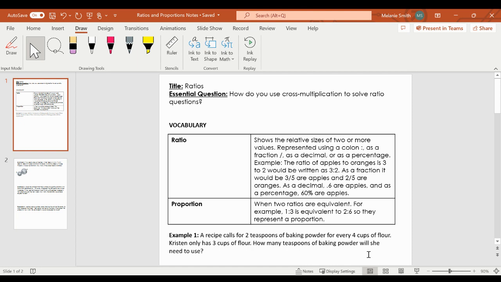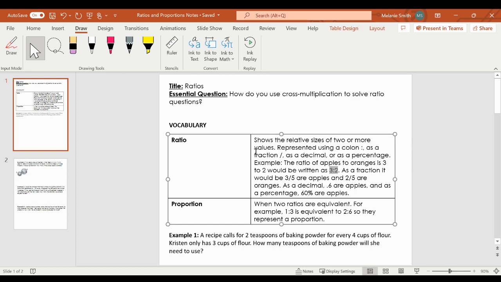All right, so we're talking about ratios and proportions, and ratios and proportions are connected to each other. A ratio shows the relative sizes of two or more values. So we might talk about the ratio of boys to girls or the ratio of red cars to blue cars. And when we write a ratio, we write it with a colon.